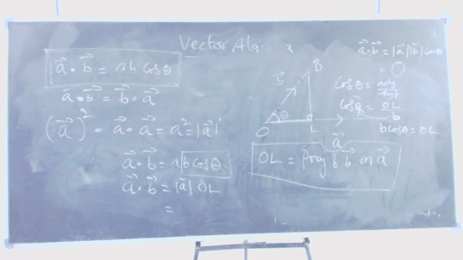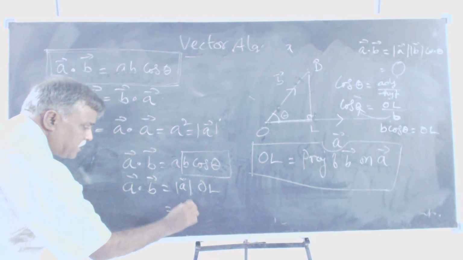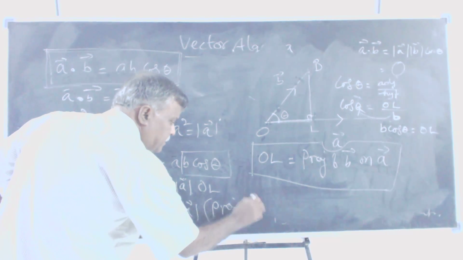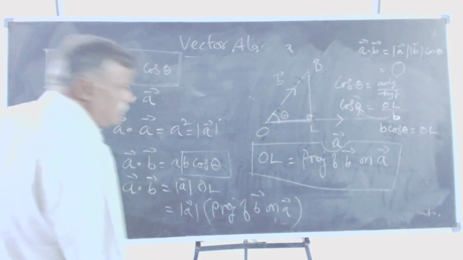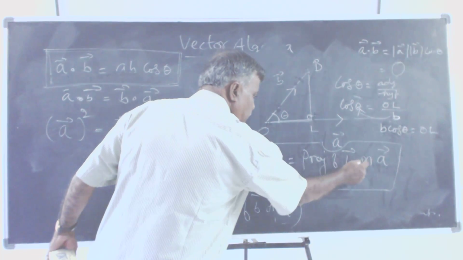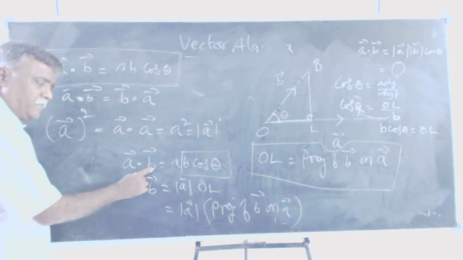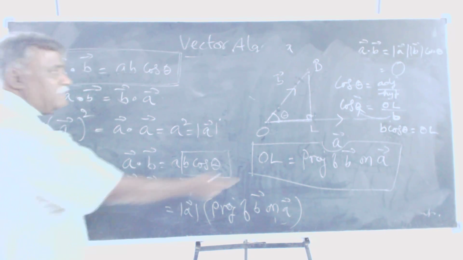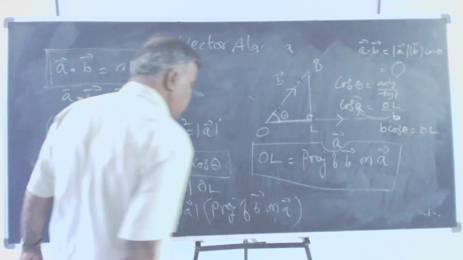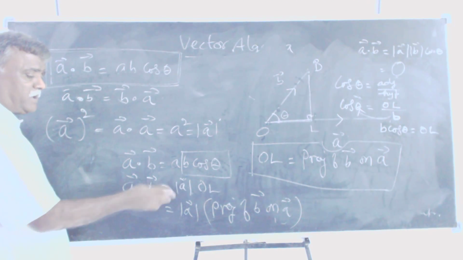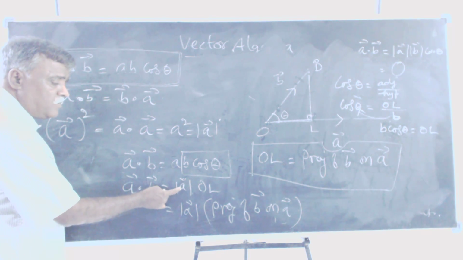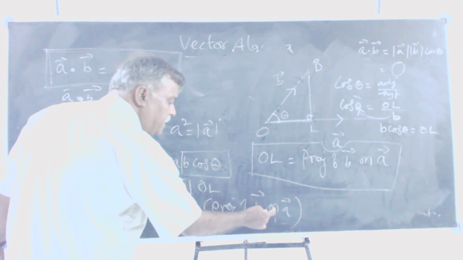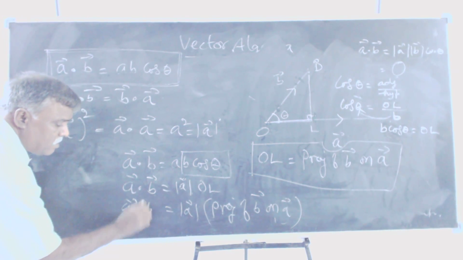Now I will write the geometrical meaning. This is nothing but modulus of A vector into projection of B vector on A vector. See here, OL is what? Projection of B vector on A vector. See, A dot B definition, that is AB cos theta. For B cos theta, I am writing OL, because of this right angle triangle. Now you are able to get the geometrical meaning of dot product. This is modulus of OA, that is A vector, into OL, that is projection of B vector on A vector. This is the geometrical meaning.